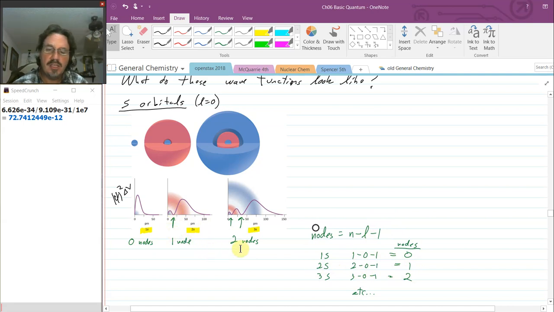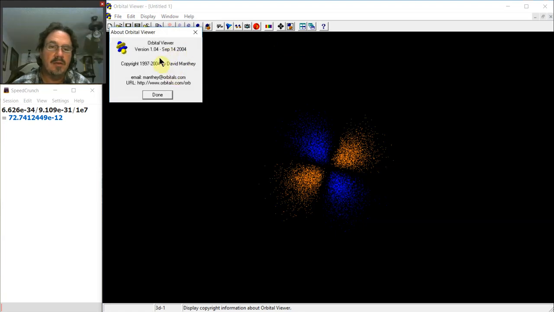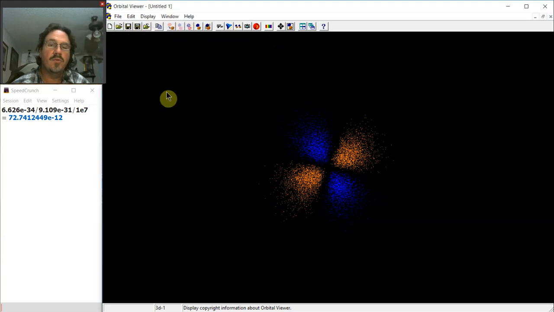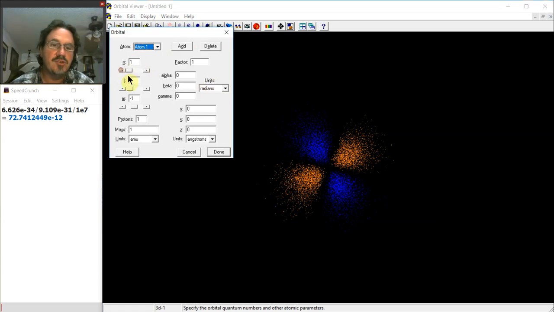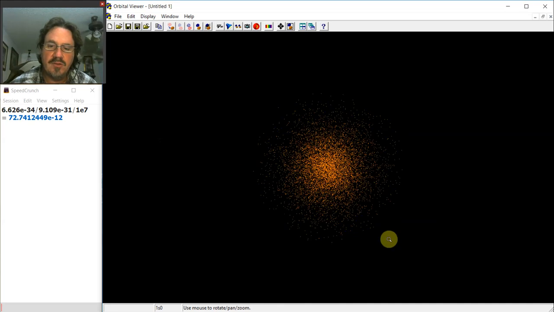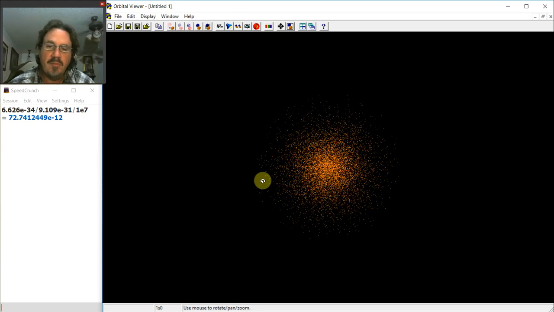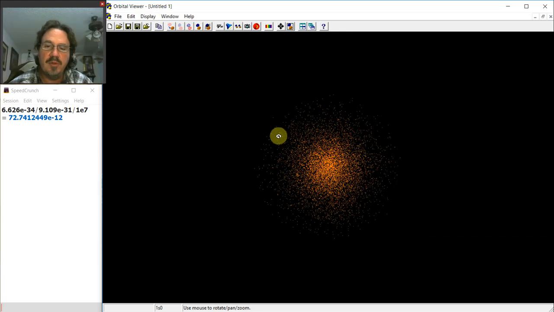Okay. To actually look at this better, there's this really cool program, and let me pull it up here, called Orbital Viewer. This one's got a copyright way back from 97 to 2004 by David Menthe. But this is a really cool program to actually see what these orbitals look like. So I'm going to change this to a 1s orbital. This is what it would look like. There it is. Let me zoom in on it here so we can see what's happening a little bit. Fuzzy, right? This is a probability. It's not like we're sure exactly what it is, but it's mostly just a spherical shape probability for a 1s.